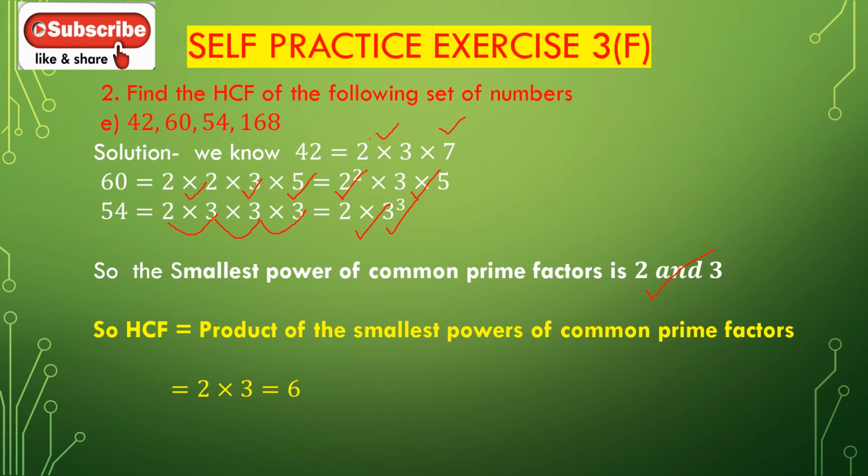Now find out the highest common factor. Highest common factor is the product of the smallest powers of common prime factors. Here the smallest common prime factors are 2 and 3. So the product of these is 2 multiplied with 3, that is 6. So 6 is the highest common factor, that is HCF, of 42, 60, 54 and 168.